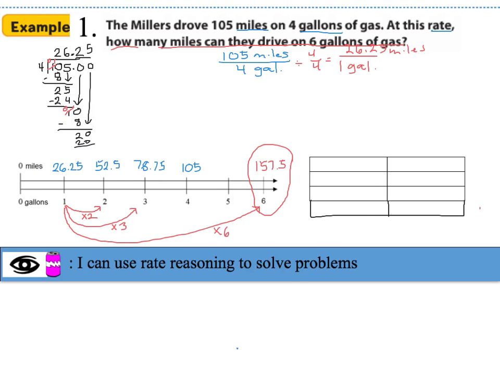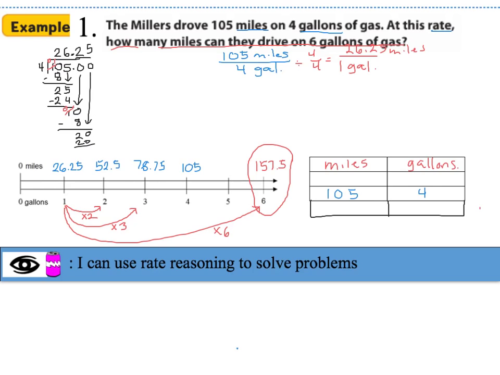So we can solve the same exact problem by using a table as well, and we'll get the same answer. I'm going to label the first column of my table as miles, and the second column as gallons. So given the information in the problem, they're giving me 105 miles per 4 gallons. And notice I didn't place the 105 miles per 4 gallons in the first row because I left room to place my unit rate there.